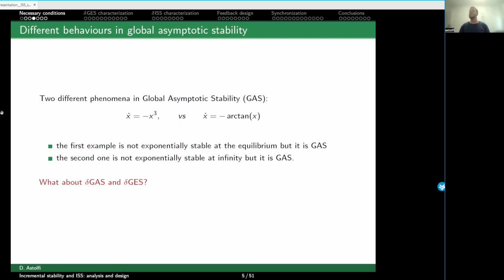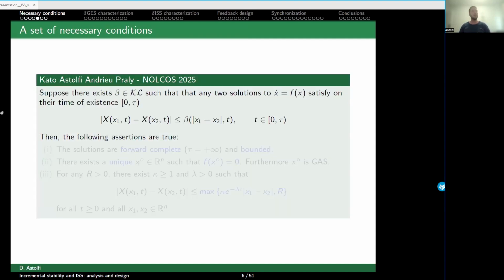So the first result that I will give in this presentation is about some necessary conditions that naturally appear in the incremental setting due to the fact that the class KL function is uniform with respect to the difference between two initial conditions. In particular, we have the following result. Suppose that there exists a class KL function such that our system satisfies this bound. So our system is incrementally globally asymptotically stable on the time of existence of these two solutions. Then the following assertions are true.